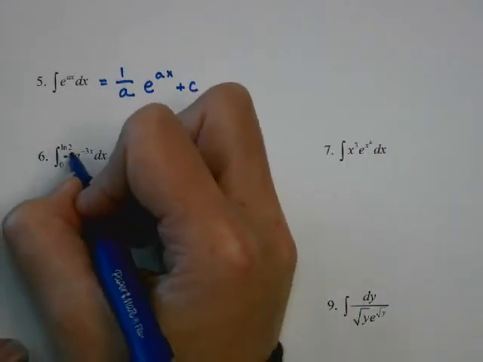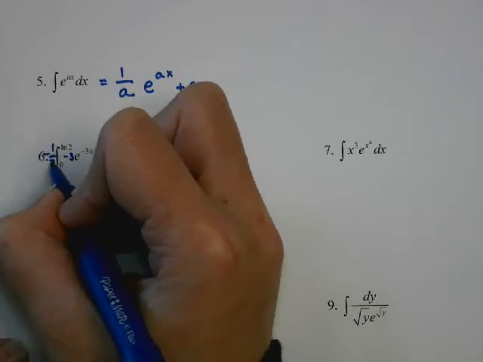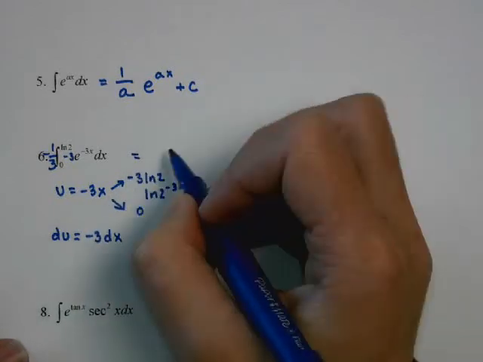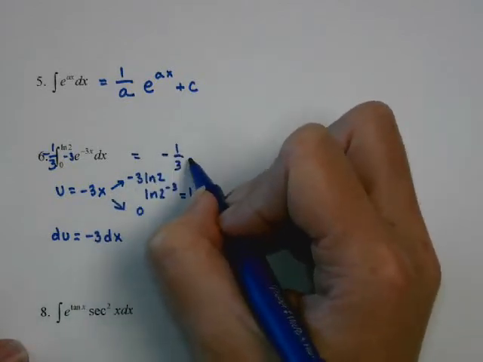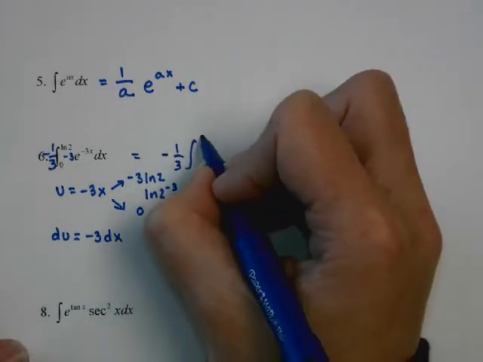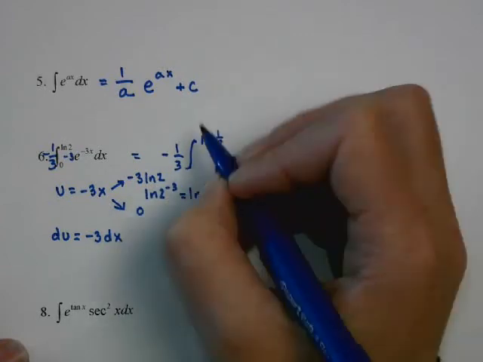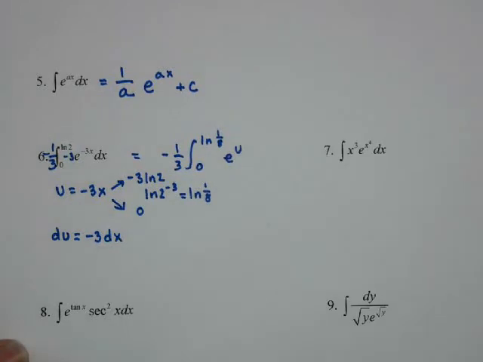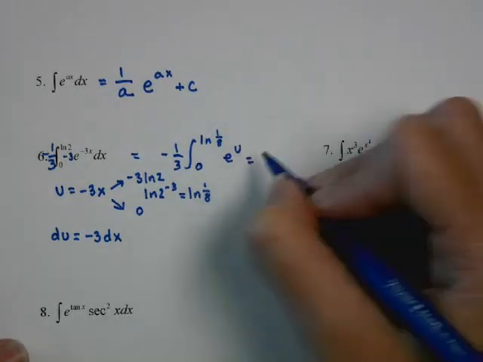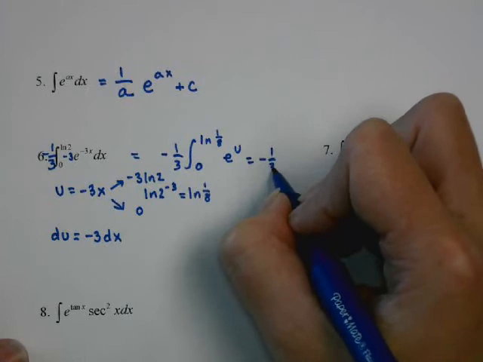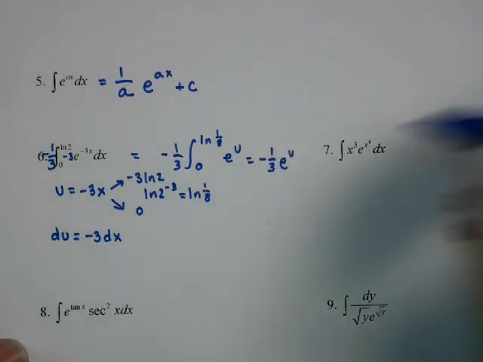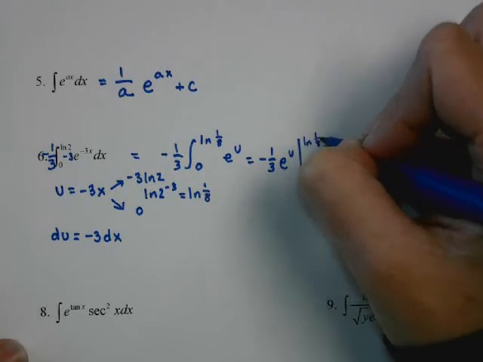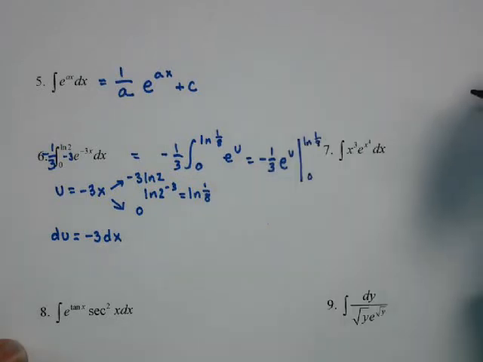du is going to be negative 3 dx. So I'm going to put in a negative 3 here, which means I need a negative 1/3 on the outside. So this is going to be negative 1/3 times the integral from natural log of 1/8 to 0 of e to the u, which is going to be negative 1/3 e to the u, evaluated from the natural log of 1/8 to 0.